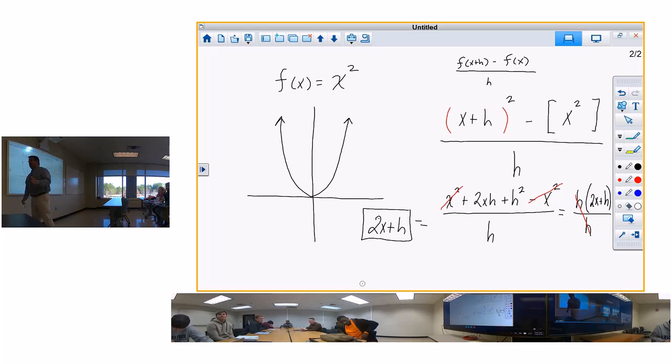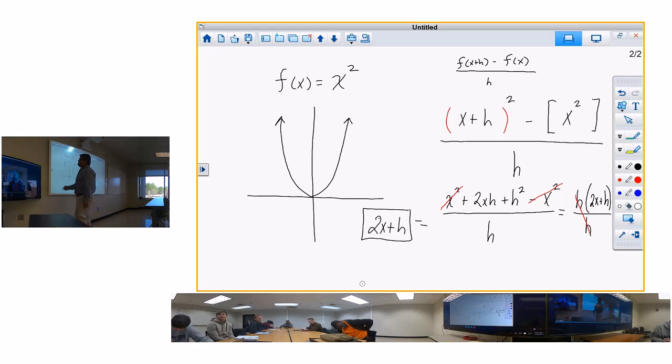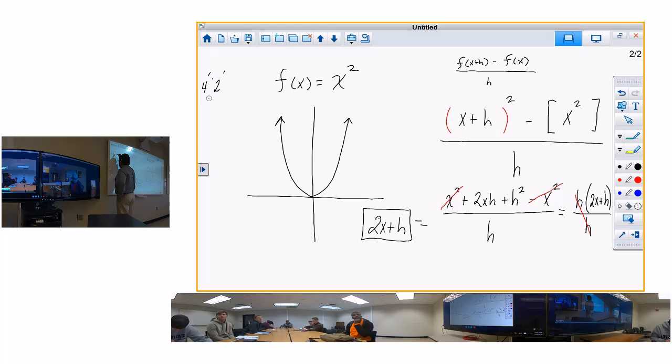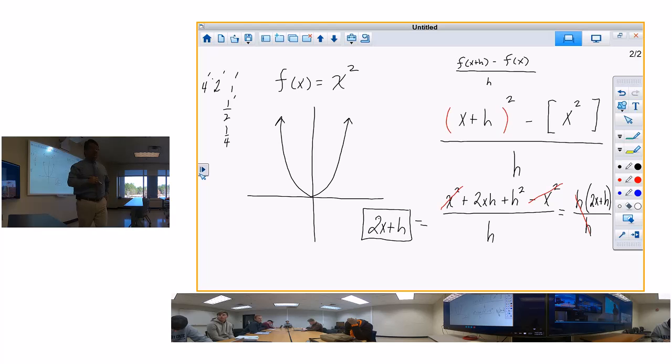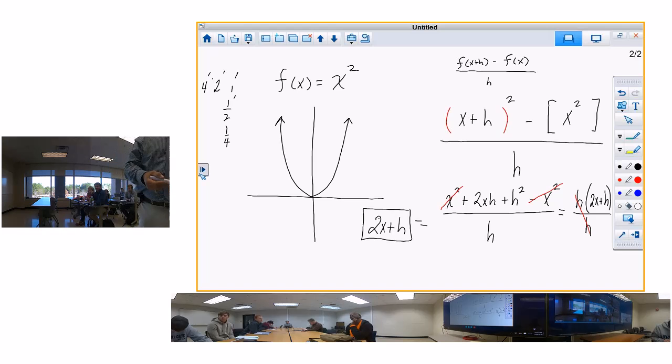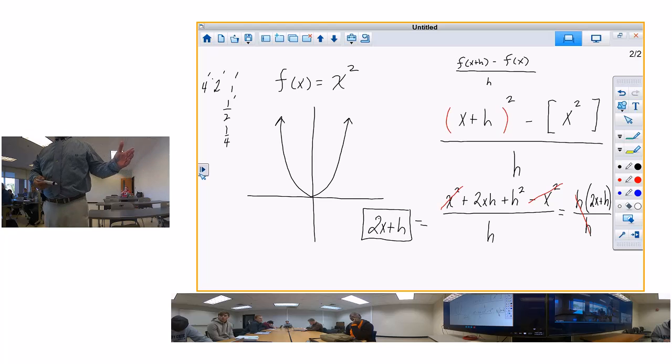So let's say you've got a long stride, and the first side step you take is 4 feet. What's the next step? 2. What's the next step? 1 foot. What's the next step? Half. 1/4, 1/16th, 1/32nd, 1/64th. Mathematically, you never reach the wall. It's called converging. You're converging.